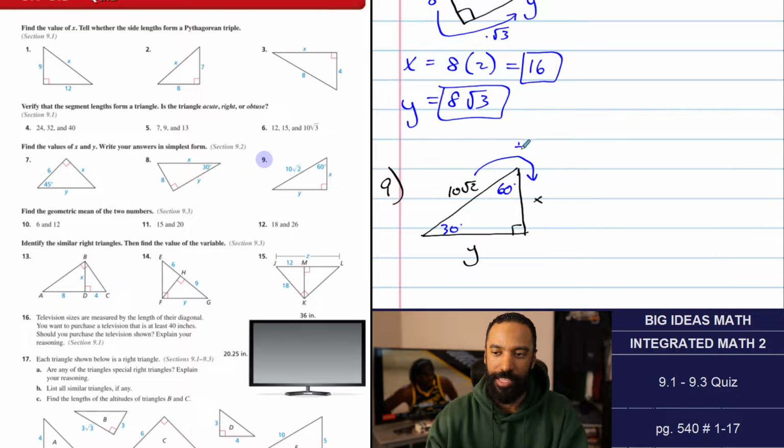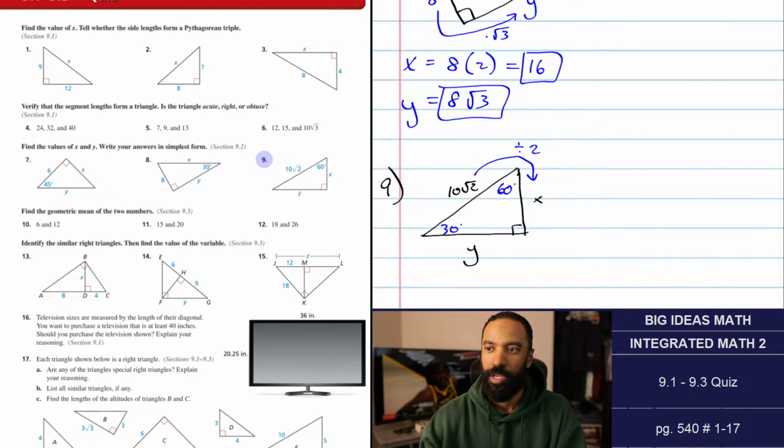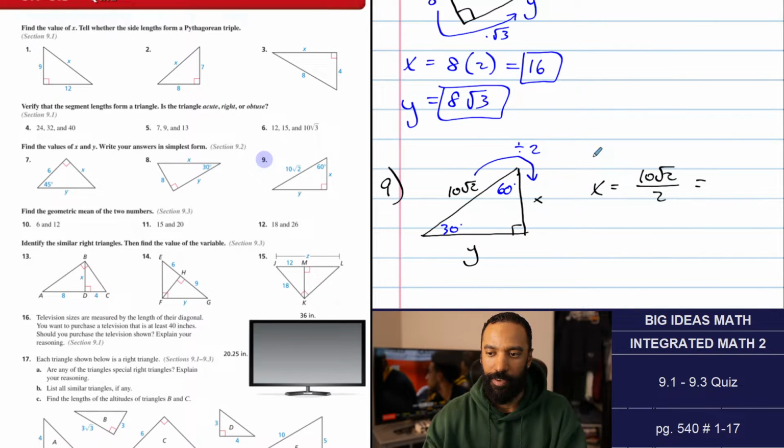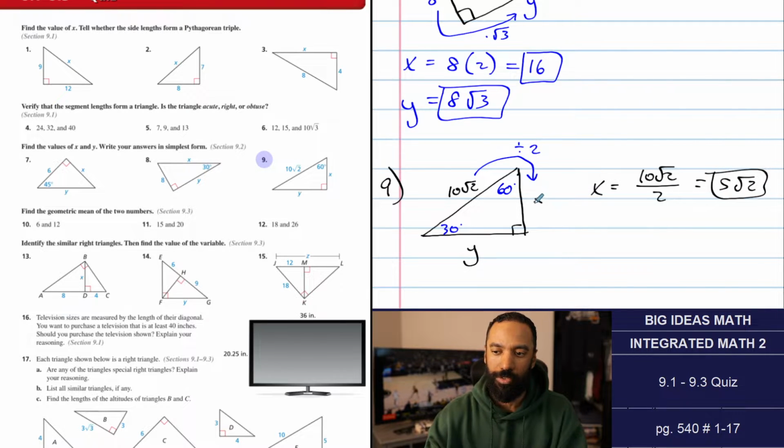So we will divide this thing, not by root 2, but just by 2. So x is 10 root 2 divided by 2, right? You're dividing that by 2, taking half of it. You get 5 root 2. That is x's length. And I want to use 5 root 2 to get the y value here.